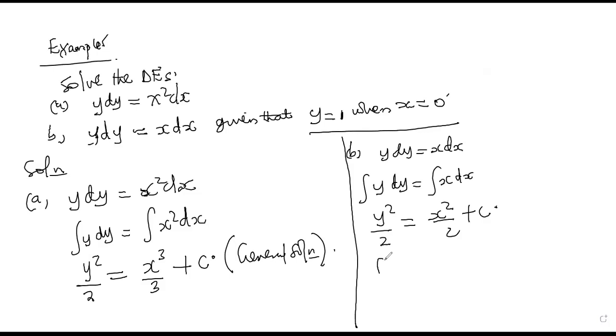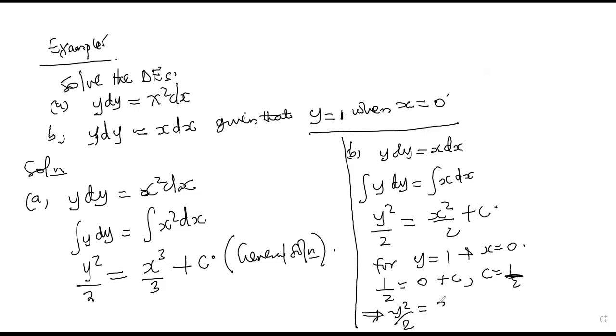So what we do, you will say that for y is 1 and x is equal to 0, substitute there. It means that we shall have a half, 1 squared, a half is equal to 0 over 2 plus a constant, meaning that our value of c is equal to a half. That a half, you substitute it here so that you eliminate constant c. So to eliminate constant c, it's when you have substituted for the value of c, implying that our y squared out of 2 is going to be equal to x squared out of 2 plus a half.